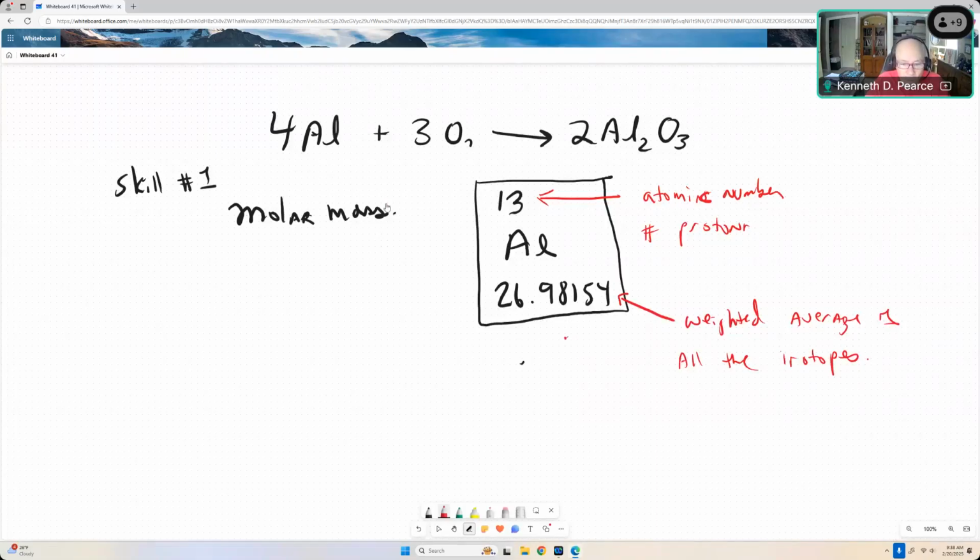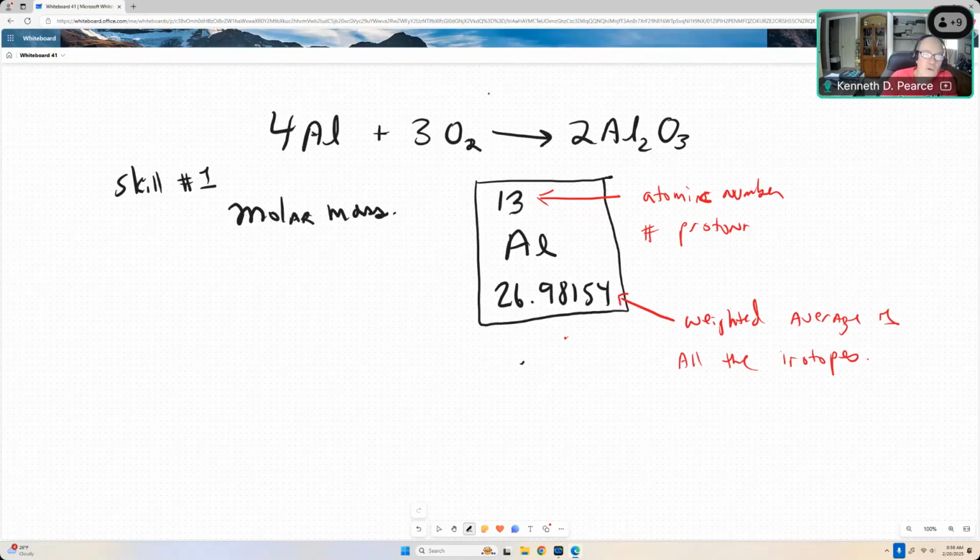Now, what are we going to do with this? Well, the first thing is, if we look at this balanced equation up here, what does it really mean? Well, what it means is we're taking 4 aluminums and we're adding in 3 oxygen molecules, and we're going to get 2 aluminum oxides at the end. But what does it really mean? It's more or less a recipe.